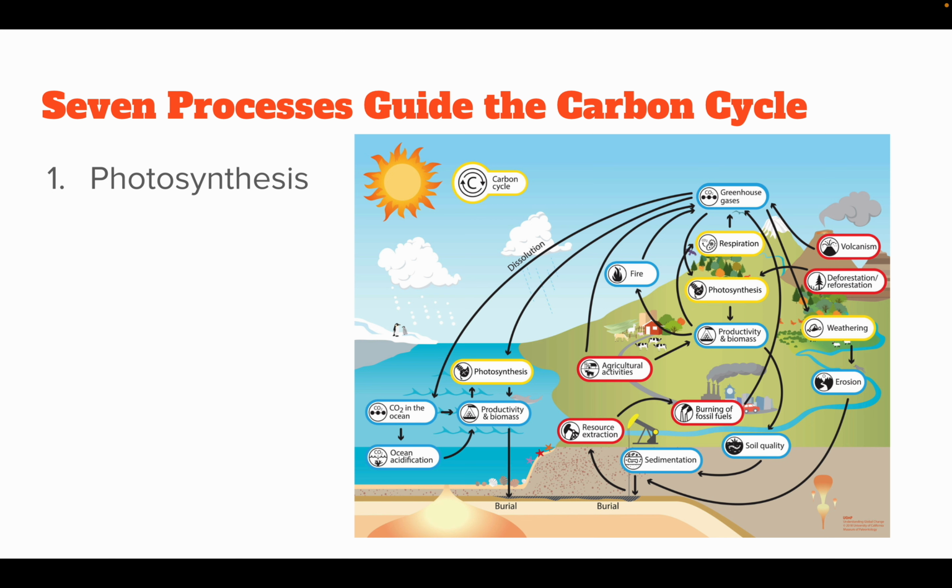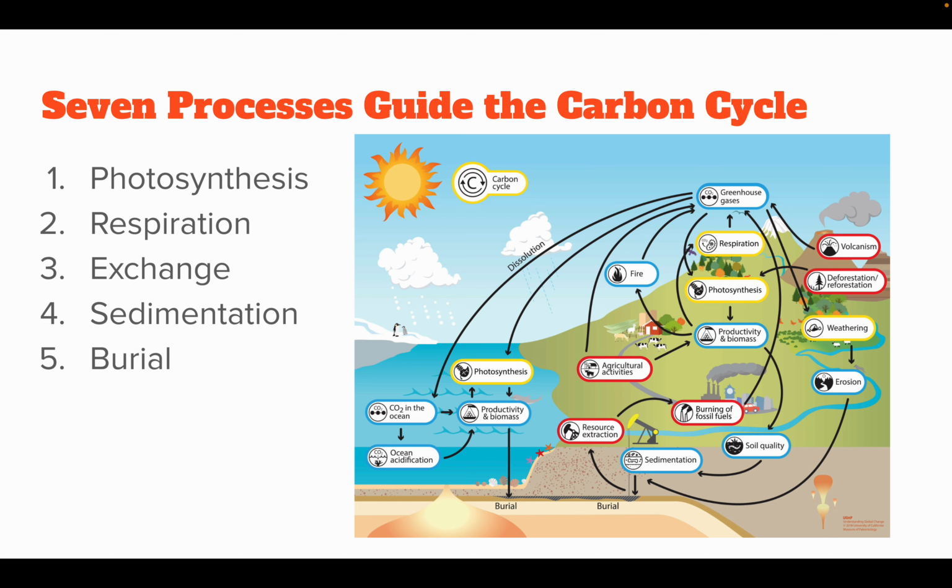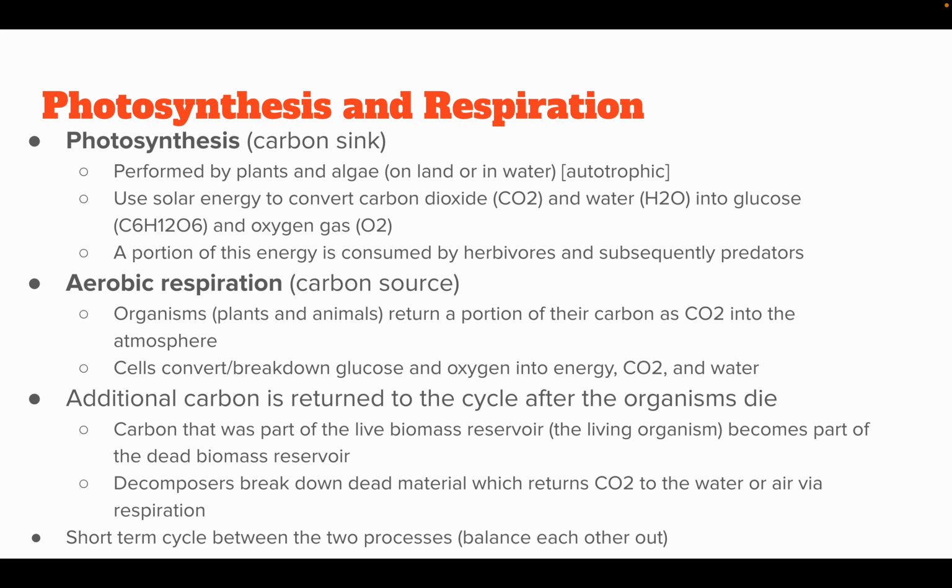So there are 7 processes that guide the carbon cycle. We have photosynthesis, respiration, exchange, sedimentation, burial, extraction, and combustion. We're going to take a little look at each one of these. This goes back to when we were talking about photosynthesis and respiration, back when you were taking biology as a freshman. Now, photosynthesis acts as a carbon sink.